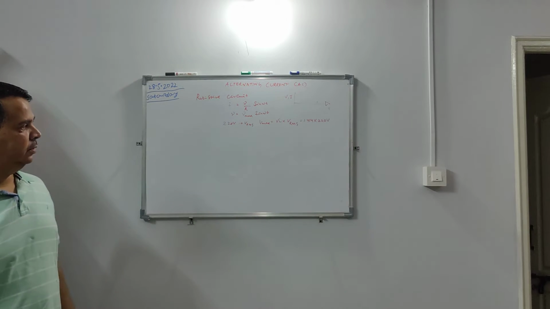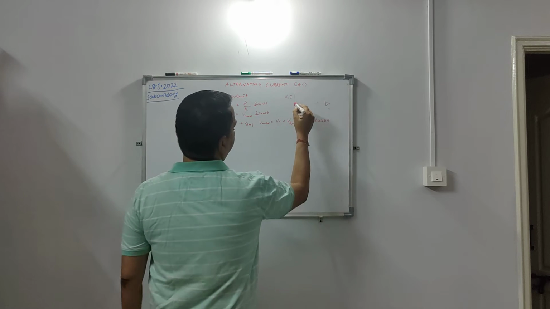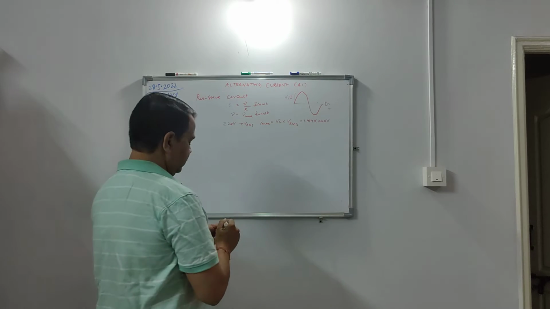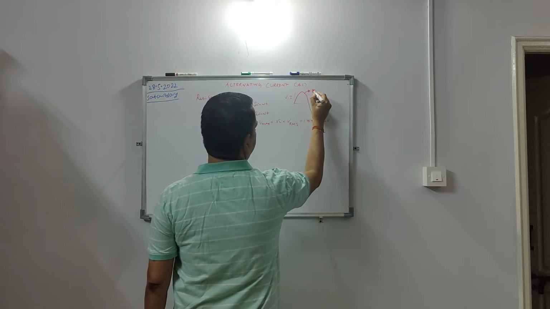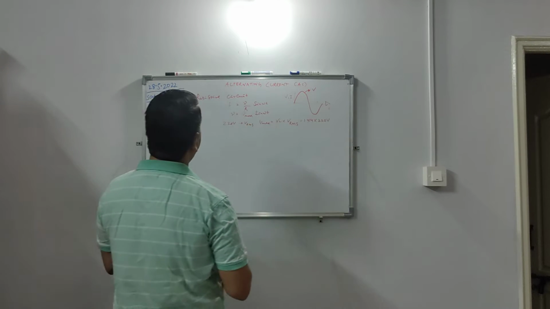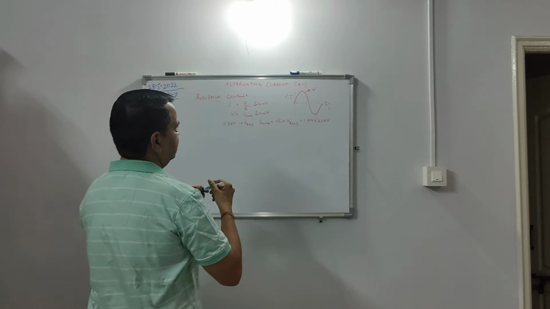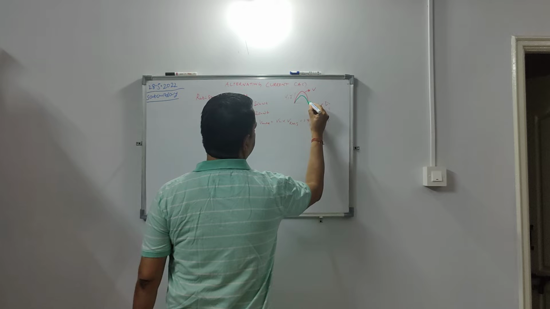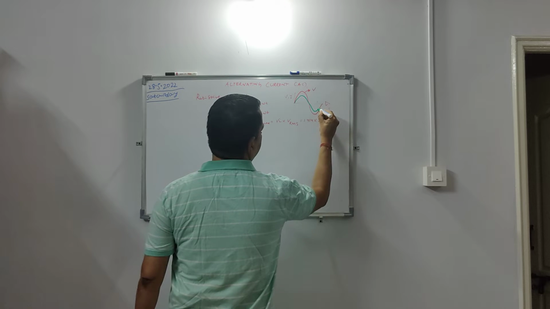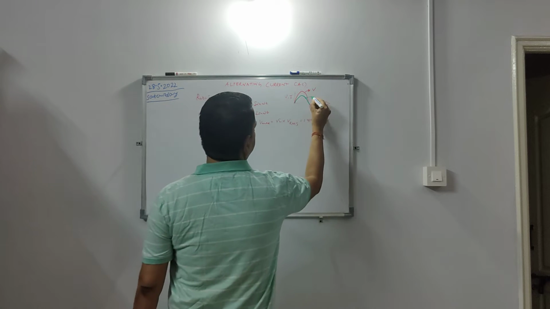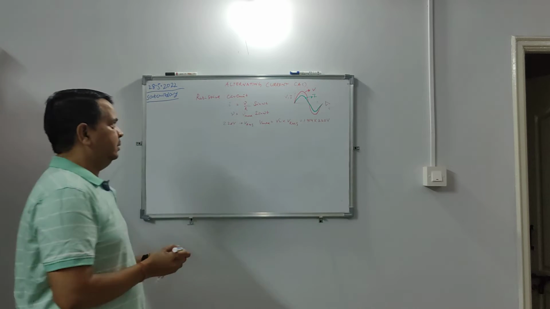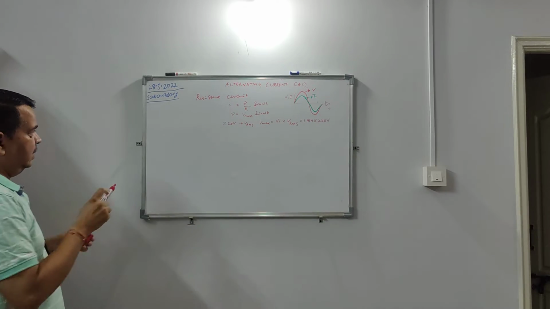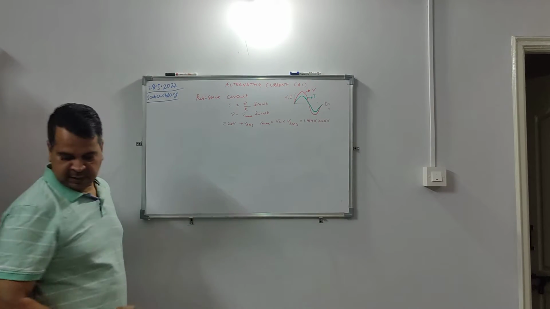Then we have drawn the time versus voltage and current curve. We had two curves. Let us say this is my voltage, and then this is my current. They are in phase. So this is the resistive circuit that we have solved.